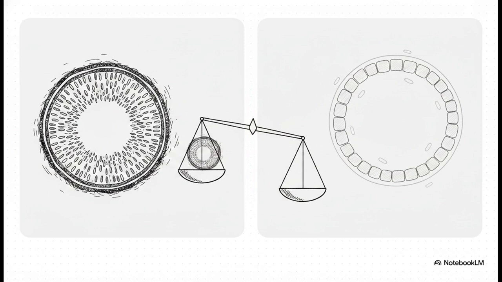On one side, we have the PCT, 75% massive reabsorption, requiring incredibly high energy, super dense organelles, and a brush border to maximize surface area. On the flip side, we have the DCT, much less tubular reabsorption, requiring fewer mitochondria, which naturally results in lighter staining and a nice, clear, unobstructed lumen.